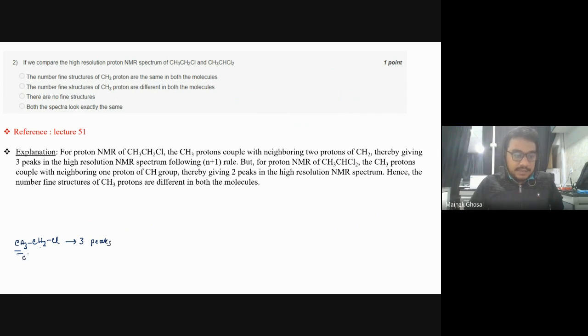But for CH3CHCl2, here two Cls are there, but for coupling with the CH3, there is only one proton present here. So two peaks are there. So actually, what happens for CH3CH2Cl and CH3CHCl2 is that if you get the high resolution spectrum for CH3, you will see three peaks, but for CH3CHCl2, you will see only two peaks. So the number of fine structure for CH3 protons are not the same in both the molecules.